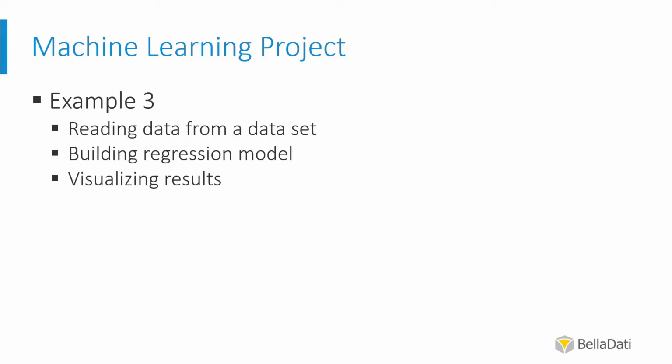The third machine learning project will be about reading data from a dataset and building a regression model on top of the data. As the last step, we will visualize the results.